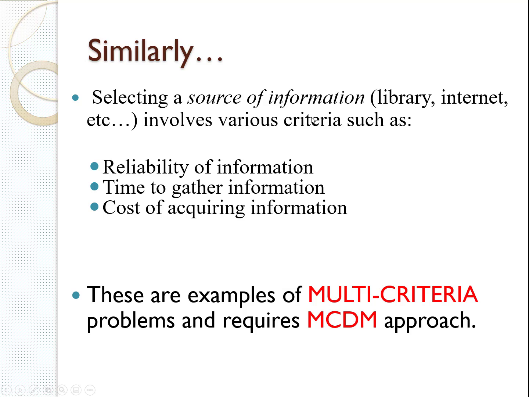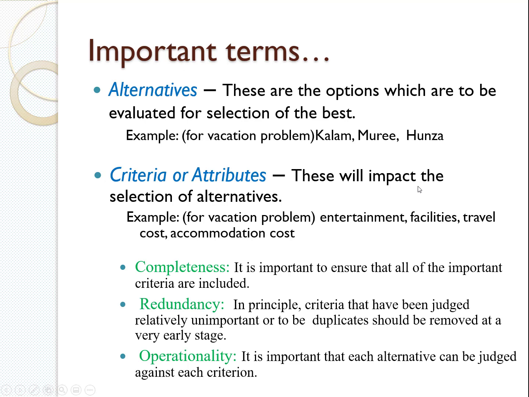Selecting a source of information, library or internet, involves various criteria, such as reliability of information, time of gathering information, and cost of acquiring information. So in this example, and the previous example, there are 3 different alternatives and 4 different criteria. This is an example of multi-criteria, so this is an MCDM problem.